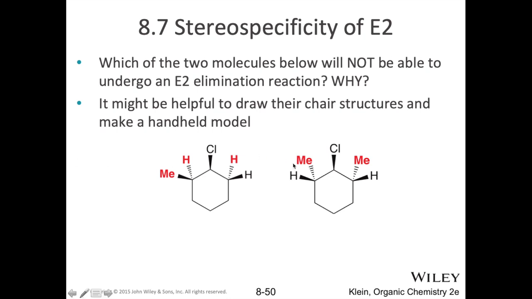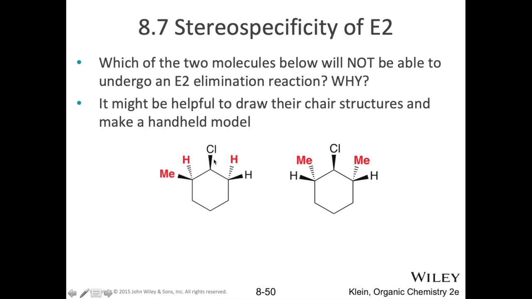So if we look at this example here on the left, notice that we have 2 protons here. One of these is going to be anti-periplanar to our chlorine. So we're definitely going to be able to form a double bond here to the right. The question you should ask yourself is, is this proton over here going to be anti-periplanar to this chlorine? If you don't have a handheld model to make, you can use our up-down notation to figure out what's going on.